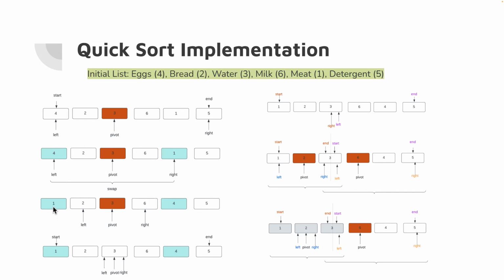So now we have 1, 2, 3, 6, 4, 5. After we do that, we can move the left pointer to the right and move the right pointer to the left. And then we can see that 2 is less than 3, so it's in the right position, and 6 is bigger than 3, so it's also in the right position, so we can move the left and right pointers to the middle. And then let's check on the start and end pointer.